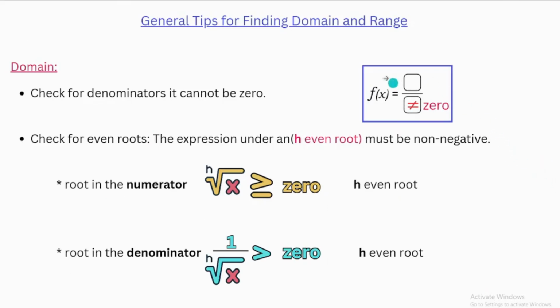Now we will make a summary. We will take general tips for finding domain and range. In the domain, there are 2 restrictions. The first restriction is the fractional function. In the fractional function, we can't make the denominator equal 0. The second restriction is in the radical function. In the radical function, we are talking about the even root. The index has to be even.